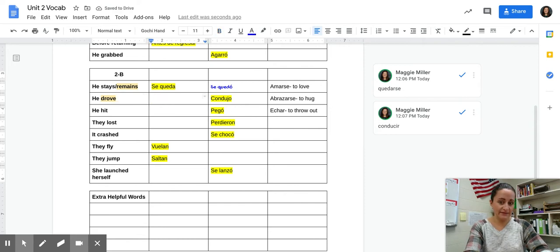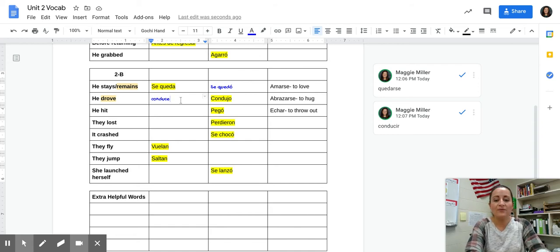Present tense, he or she drives. We're almost a regular verb. In the he form we are, so it would be conduce. He conduce, he or she drives. There's nothing funky about that one, and it's a great cognate. It means to conduct. I mean, a conductor drives a train. So use that to help you.